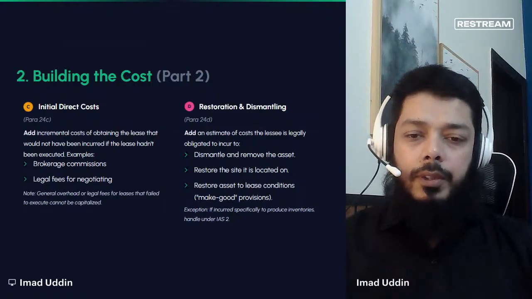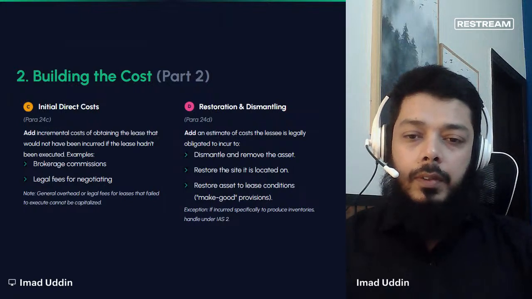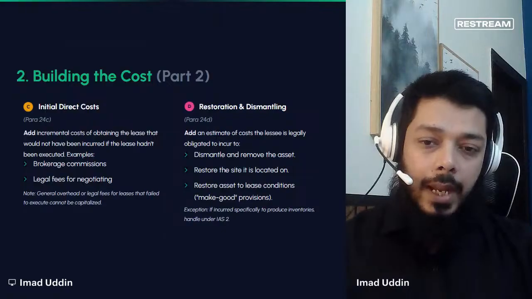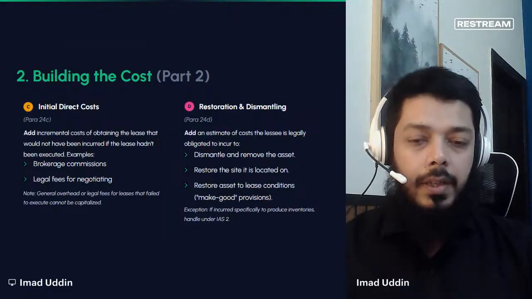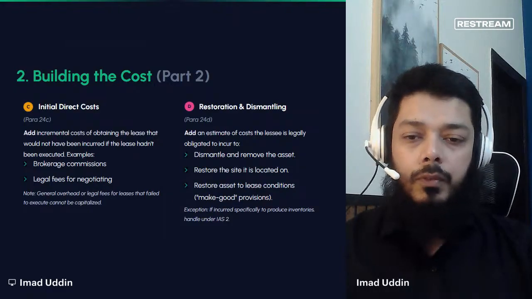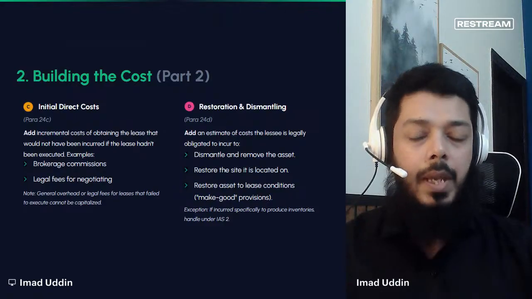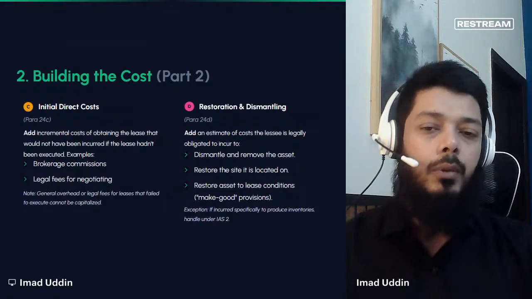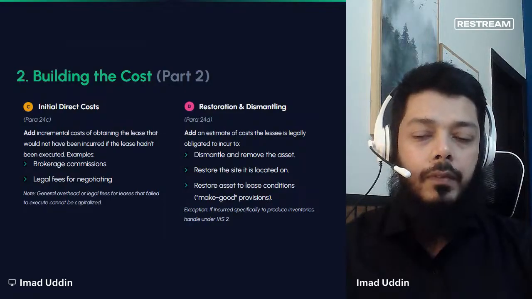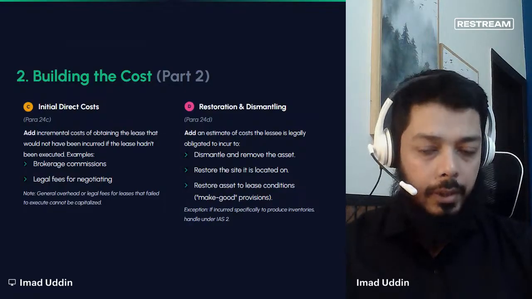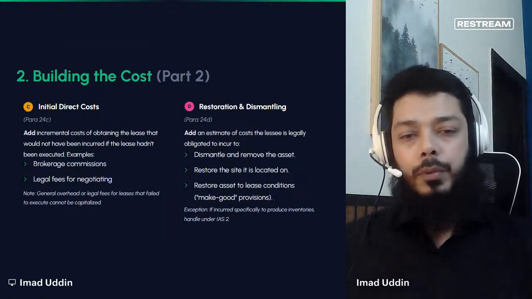And so these are the costs that would not have been incurred if the lease hadn't been executed. For example, brokerage commissions or legal fees for negotiating. And so general overhead or legal fees for leases that fail to execute cannot be capitalized, right? So only those costs which are incurred only if the lease is executed are included in the cost of the right of use asset.